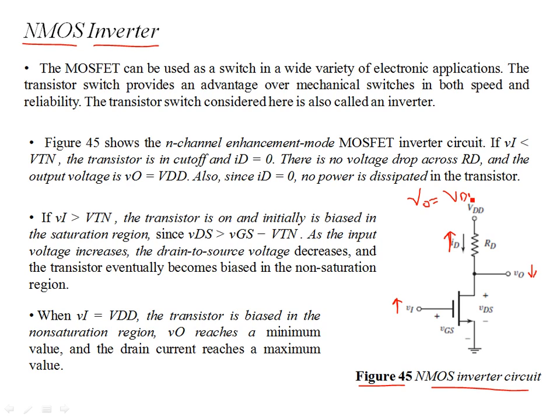So this is VDD minus ID RD. As you are increasing your gate voltage, the gate voltage is your input voltage because you're applying the input at the gate. This is your gate terminal. As you're increasing the input voltage, the current is increasing. Due to the increase in the current, since VDD is constant, whatever is your power supply, it's fixed, as the current increases, your V naught is decreasing. So it's an inverter circuit.